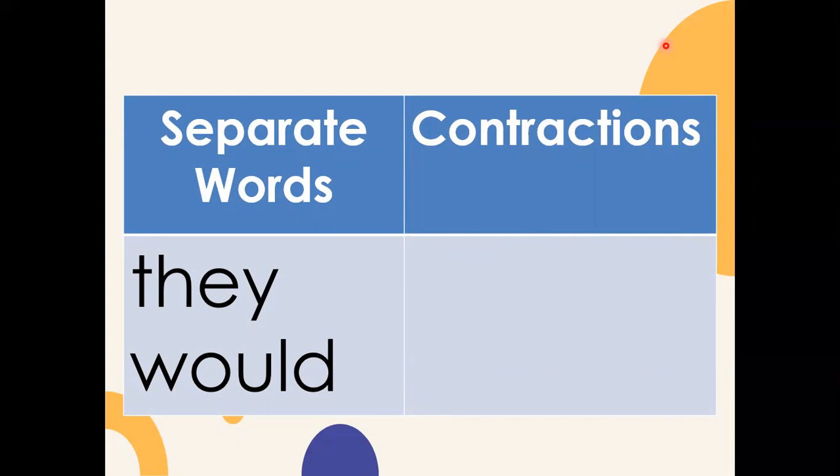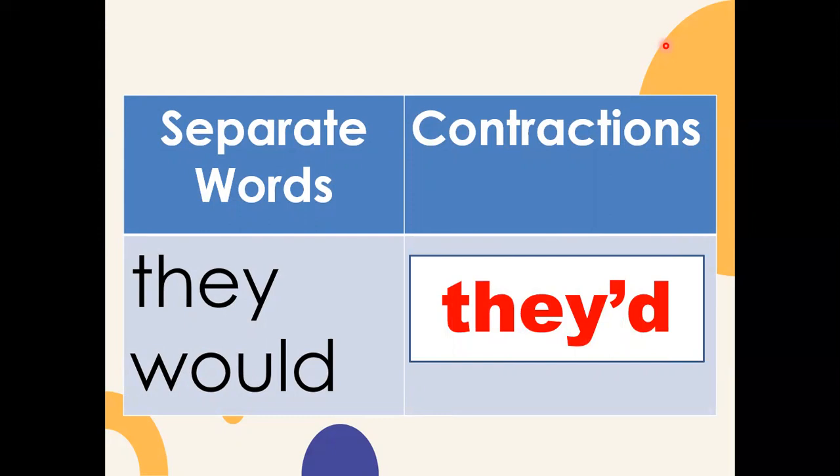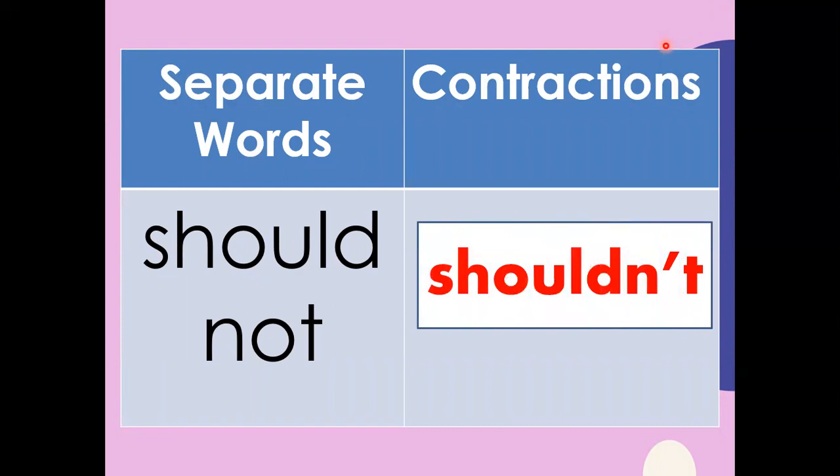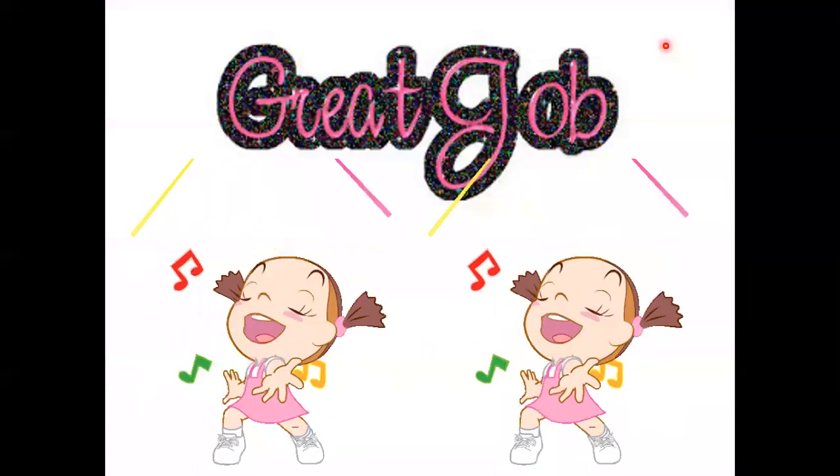Next. How about they would? Remember, we're going to omit the W-O-U-L and change that into an apostrophe. So the correct answer is they'd. Good job, my dear pupils. Let's have this one. Should not. Okay, because the second word is not, we're just going to omit the O and change that into an apostrophe. So the answer is shouldn't. Great job!